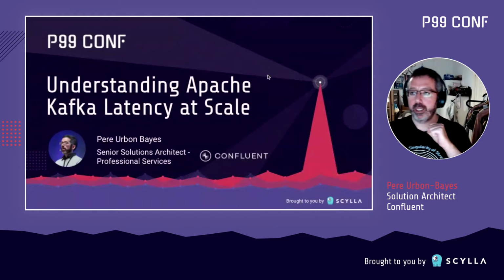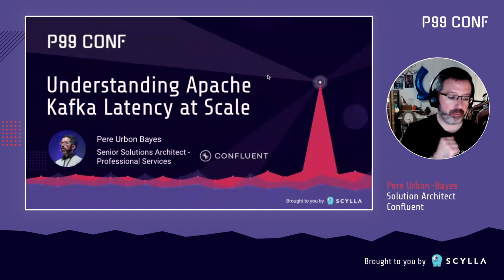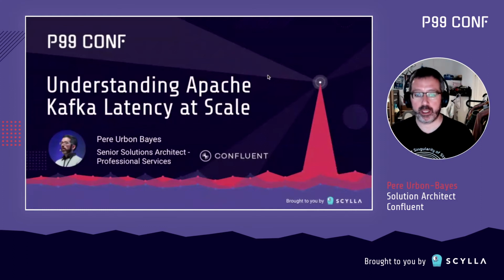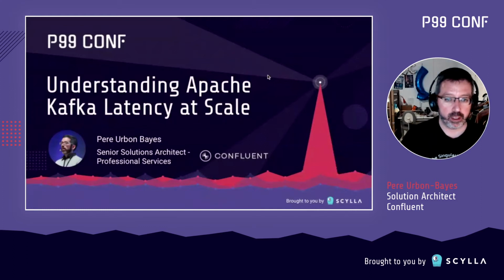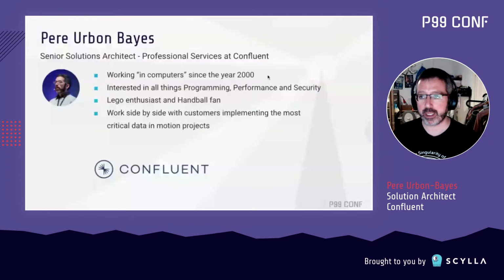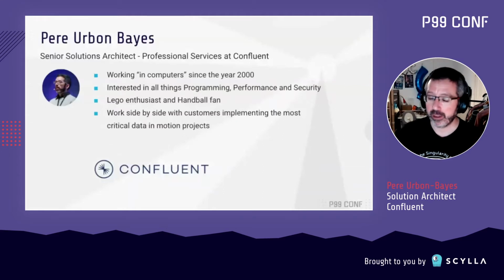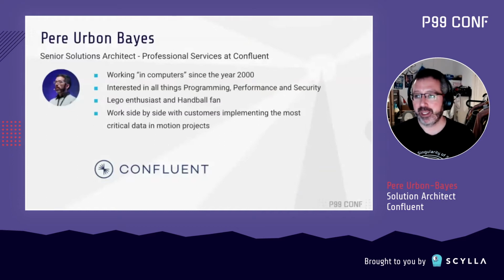Right now, as I said, I work in the professional services team at Confluent. This means I work with many customers of many sizes, small, big, more complex, less complex, and I make sure that Kafka is used properly, successfully, etc. I've been working with computers since the year 2000. It's been a long time. I've always been interested in all things programming, security, performance. These are the kinds of things that I like.